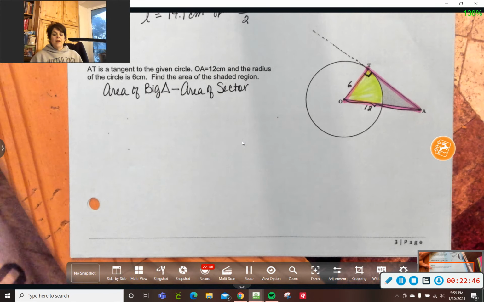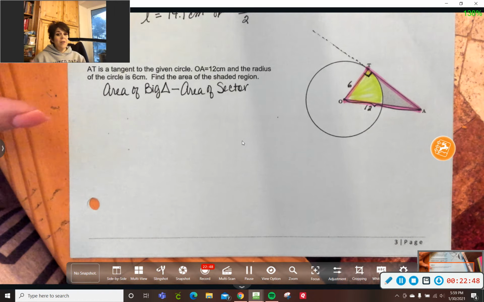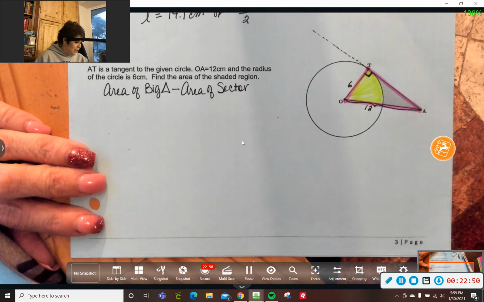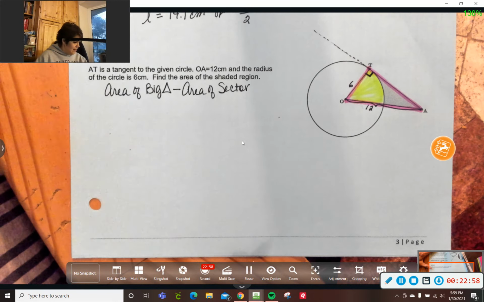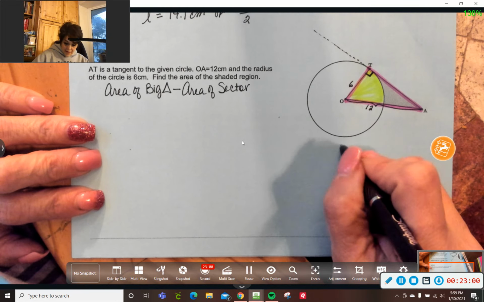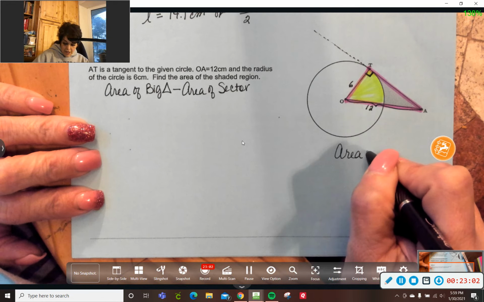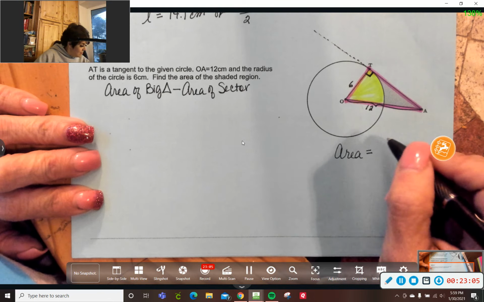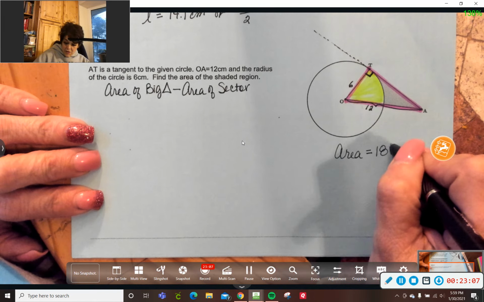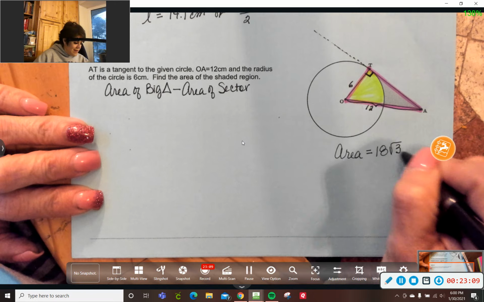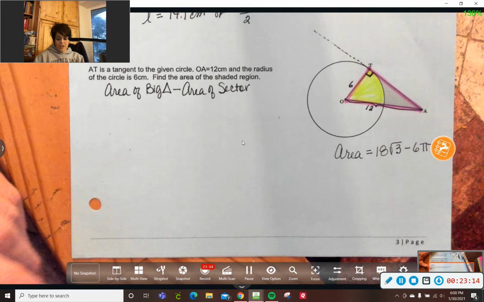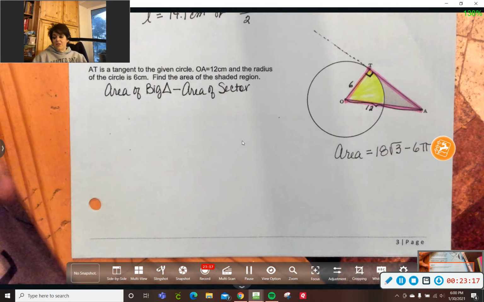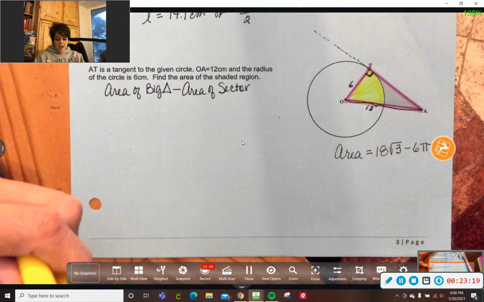Now, I'm going to let you do the math on this and figure it out. I'm going to tell you what I got for the area of the shaded region. I got 18 square roots of 3 minus 6 pi, because this is a cognitive homework question, and they want the answer in terms of exactness.